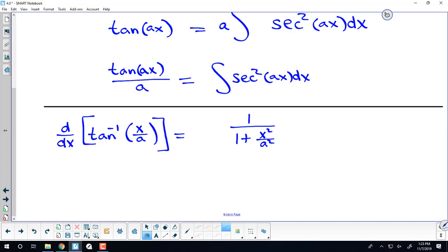A is just a number. It's not 0. Might be a over a squared? No, look at x over a as 1 over a times x. What's the derivative of 1 over a times x? It's 1 over a, right? What's the derivative of 3 times x? It's 3. What's the derivative of 12 times x? It's 12. The derivative of a constant times x is just the constant. Our constant is 1 over a. So times the derivative of x over a.